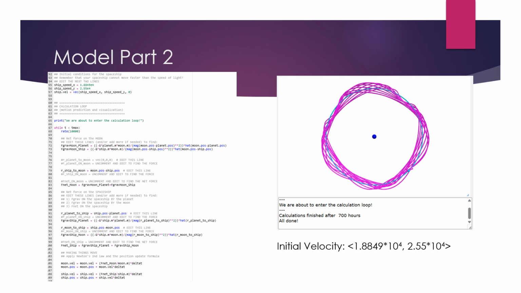And so the objective was to find what velocity would allow the rocket to orbit both the moon and the planet and not crash, and what I found was 1.8849 times 10 to the fourth in the x component and 2.55 times 10 to the fourth in the y component. And that gave us this pretty neat orbit that's seen here, where the rocket stays pretty close to the moon, so it's constantly pulling it. The rocket falls underneath the moon's orbit, and then the moon's gravity pulls it back out above its orbit. And we have this continuous playing. And even when this is modeled out further, this pattern continues without the rocket ever crashing.